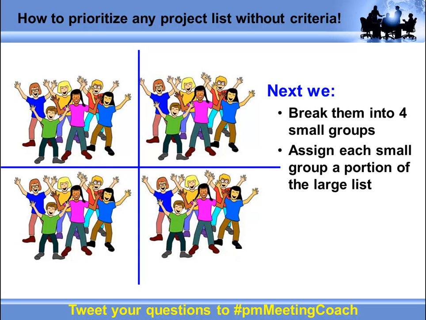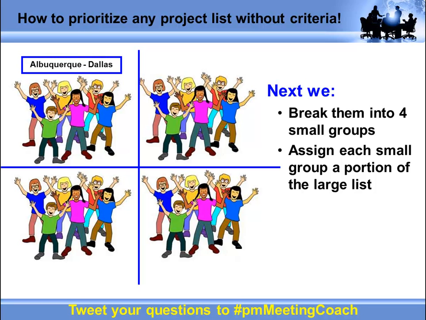and I assign each small group a small portion of the large list. So you remember earlier I said I don't care how many projects they put on that list. That's because I'm going to have these small groups break it down now. So if they put 500 projects on that list, well, that's great. Now these 4 groups are going to each sift through 125 projects each to start finding the projects that are most important. All right. These small groups are going to do that work for us.